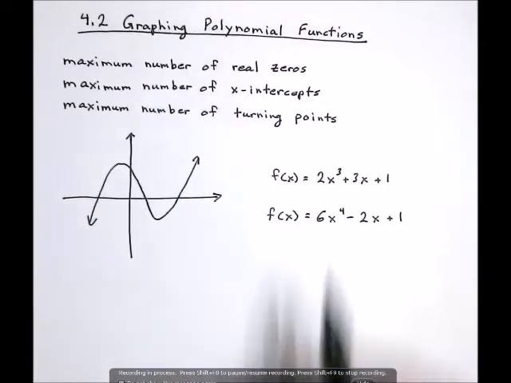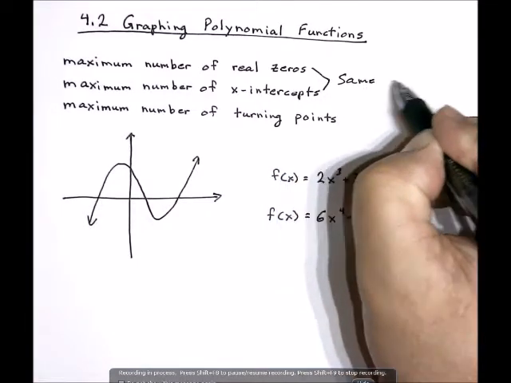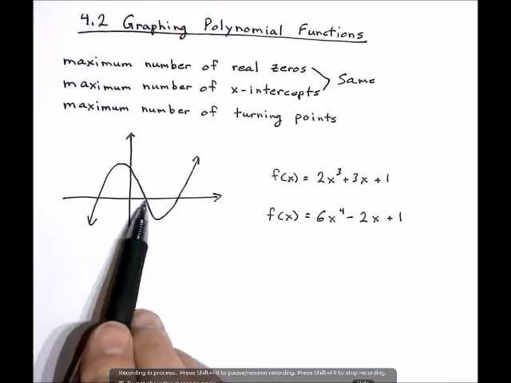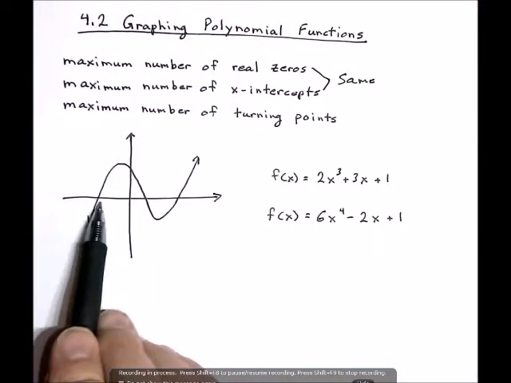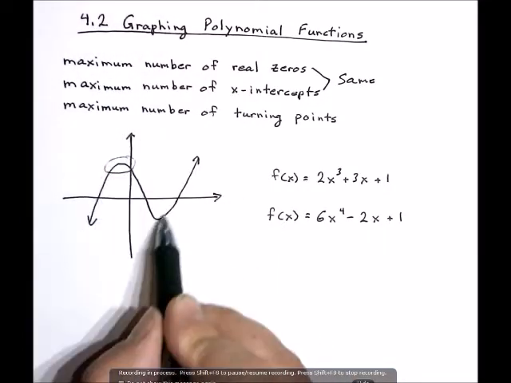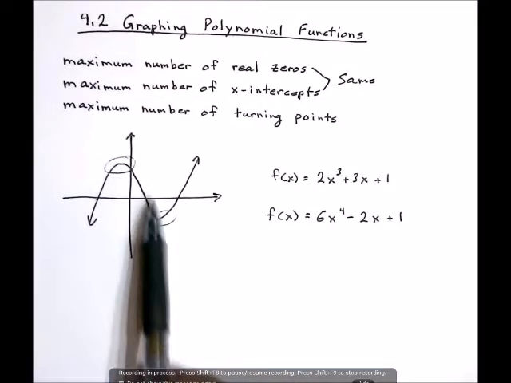And as you probably remember, the zeros and the x-intercepts are the same thing. They're just written differently. So those are my zeros or my x-intercepts. Turning points are just where we go from increasing to decreasing or decreasing to increasing. So these are my two turning points.